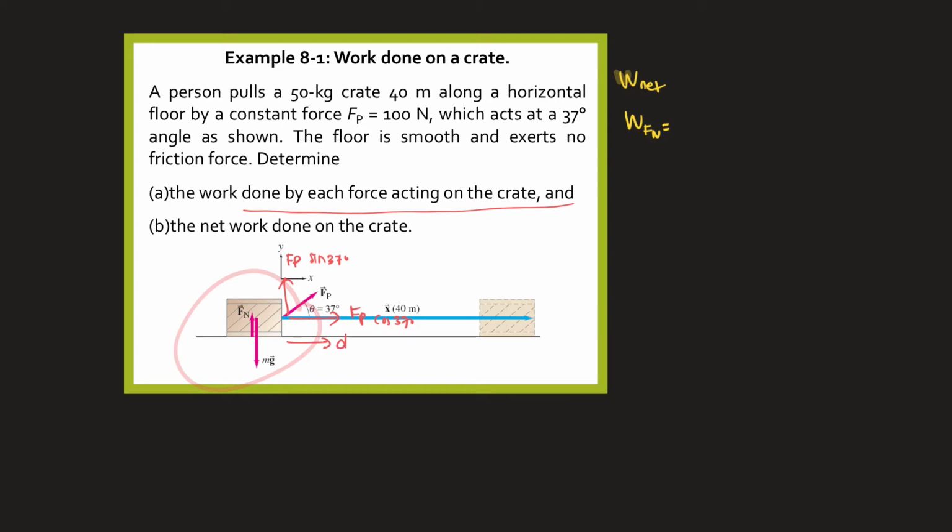So the angle between the FN and the D will be F and D. Cos what? Yes, it's going to be cos 90 degrees. So the answer is going to be 0 joule.